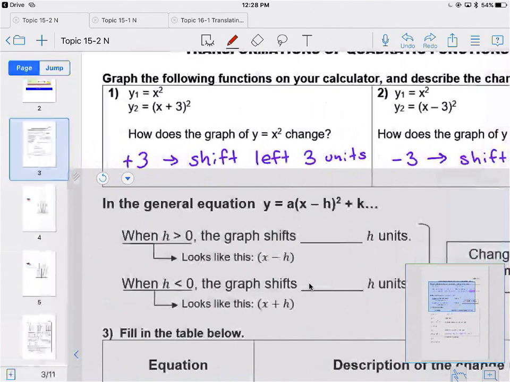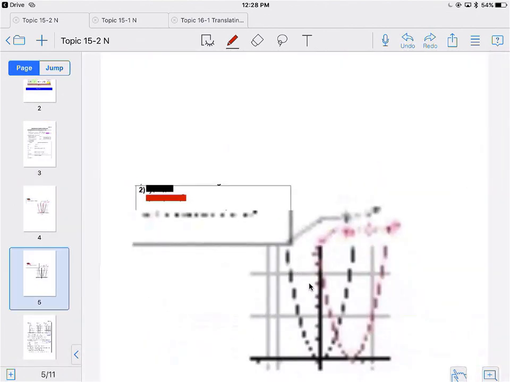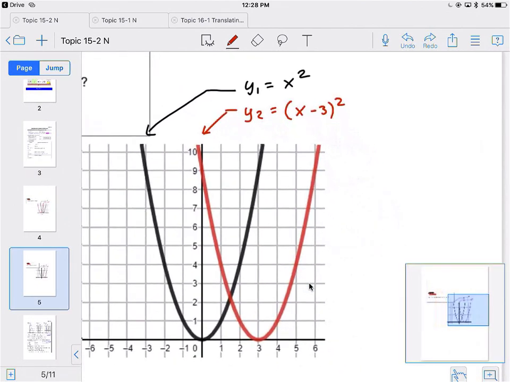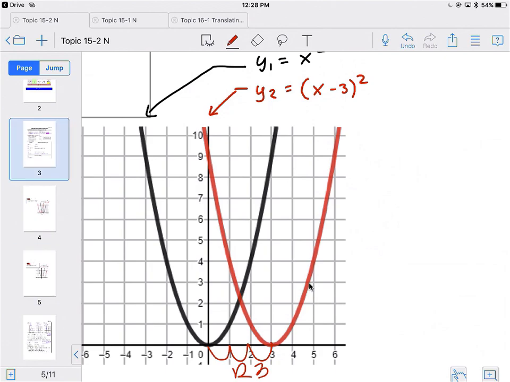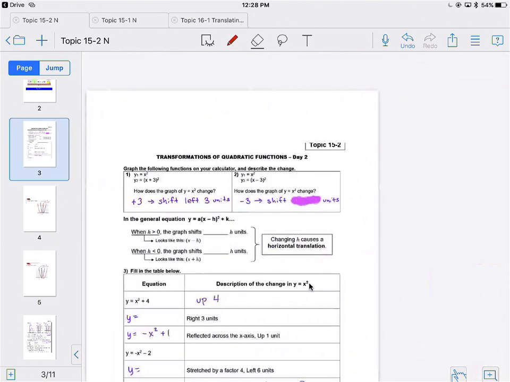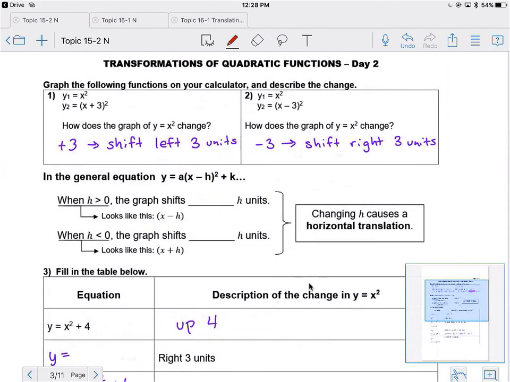Okay, so to compare the next one, x squared and then (x minus 3) squared. Black is my original, red is the change, so this time my vertex moves to the right 3 units. So down here, we put a minus 3, shifts to the right 3 units.